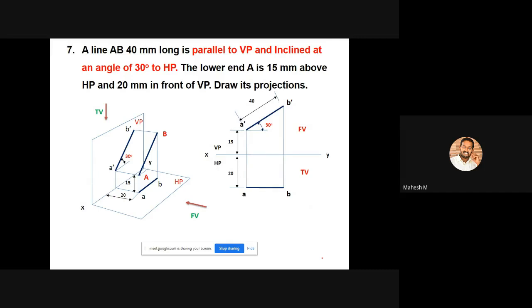Next, you have to highlight this problem. You know very well what things you have to highlight here. You have to highlight the notations like X, Y, VP, HP, A dash, B dash, A and B. Many people don't highlight them, and that is a major issue. You have to highlight the diagram and also the notations, all of it. Also the values, and finally, a very, very important one: you have to highlight the front view and the top view. This one is our front view, and this one is our top view. It is very, very important.